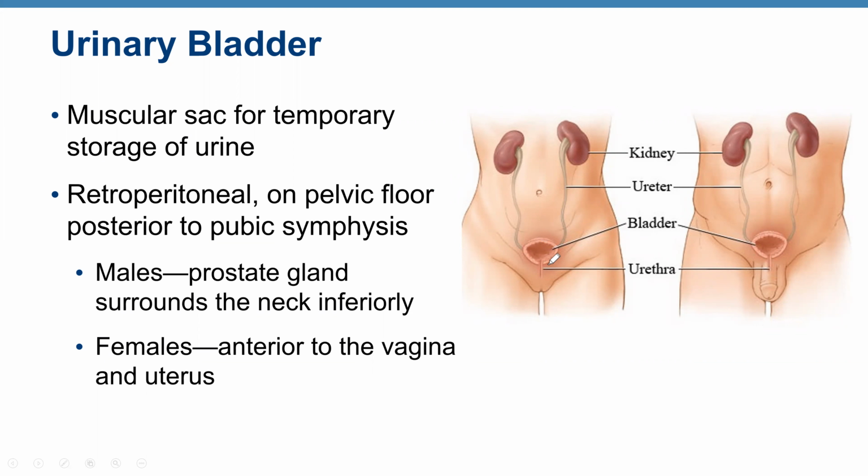Males have a prostate gland that surrounds the neck of the urinary bladder inferiorly, and in females, the urinary bladder is anterior to the vagina and uterus. So in a female, you have the urinary bladder, behind it the uterus, and behind the uterus the rectum. In males, you have the urinary bladder, below it the prostate gland, and behind is the rectum.